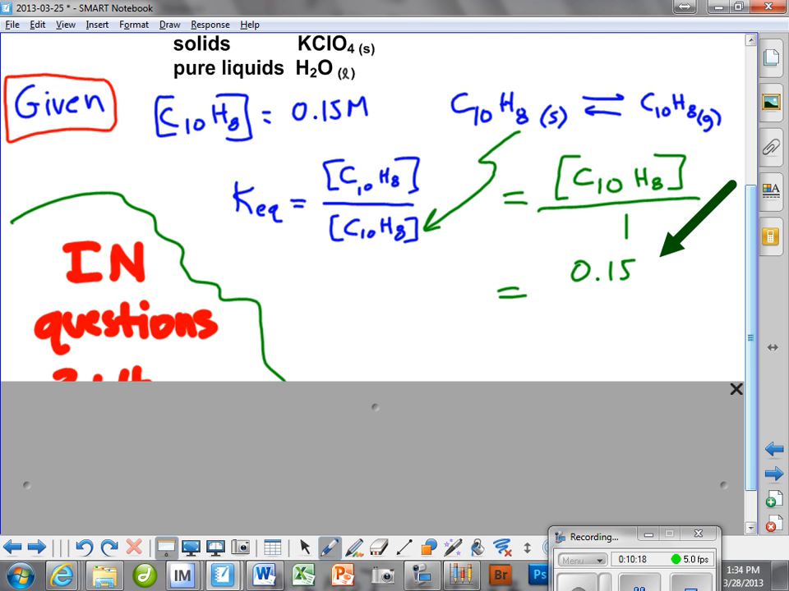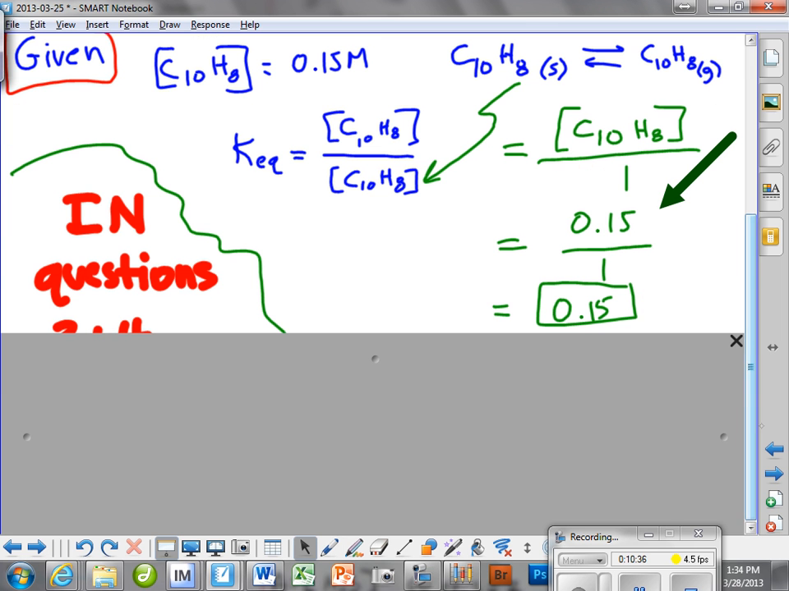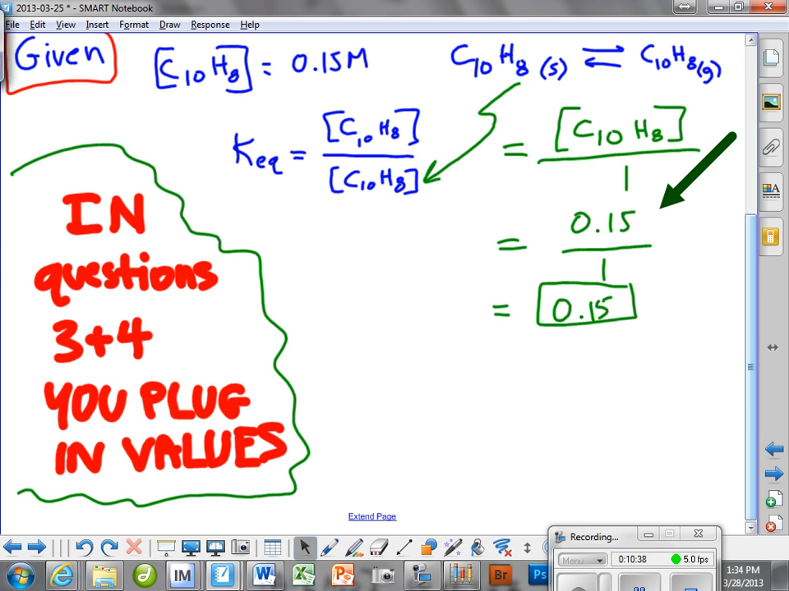And Ciara, what's on the bottom? 1. Okay, so we can rewrite this, can't we? And it's going to be 0.15, and that's your final answer. Now you can get rid of the 1, no problem. Now I'll show you why you absolutely must, for homework credit, put in that 1, depending on where it is. It doesn't matter. You still have to put it in.